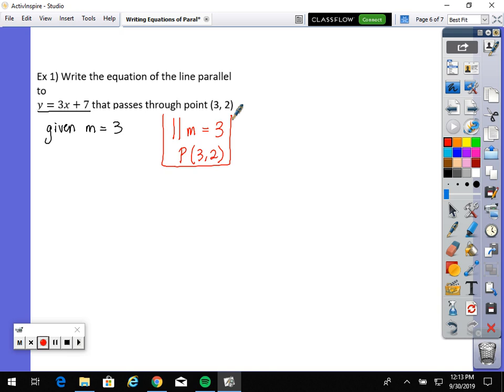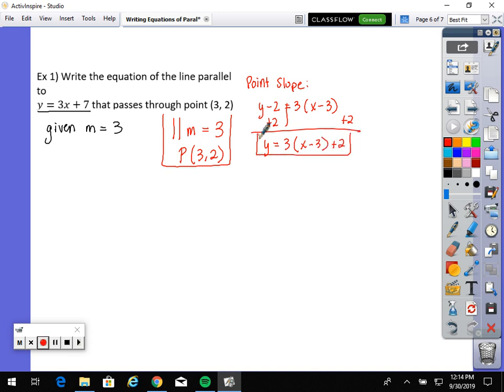So I'm going to start with point slope, and I'm just going to plug it into the equation. So y minus my y value, which is 2, equals the slope, which is 3, times x minus x1, so 3. So there it is in point slope. I am going to move the 2 over so it's in transformation form, and I get y equals 3 times x minus 3 plus 2. So there it is in point slope. Now I'm going to distribute the 3 and write it in slope intercept.